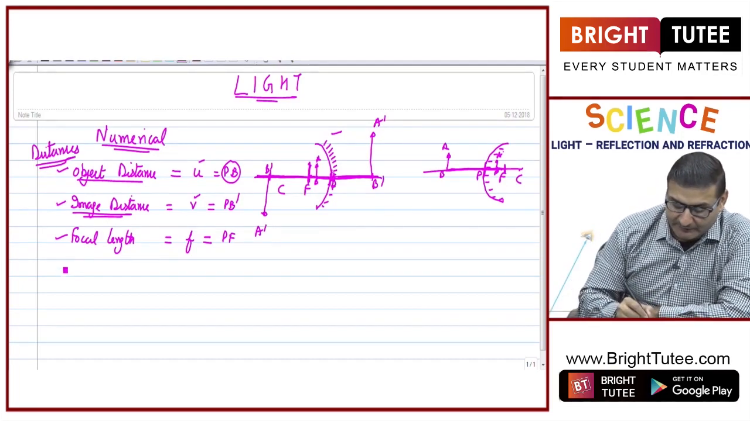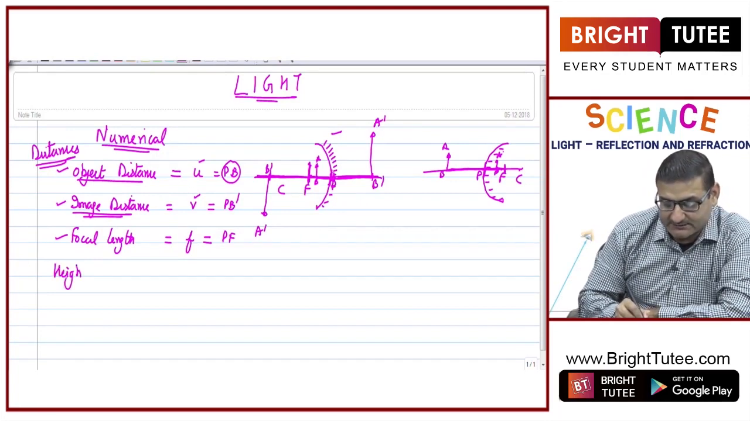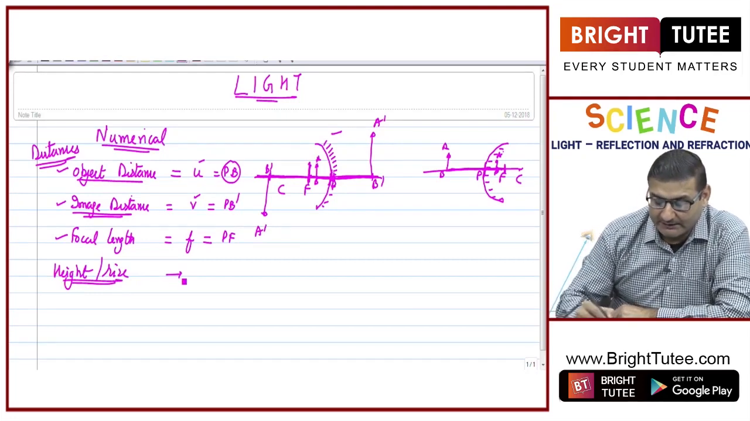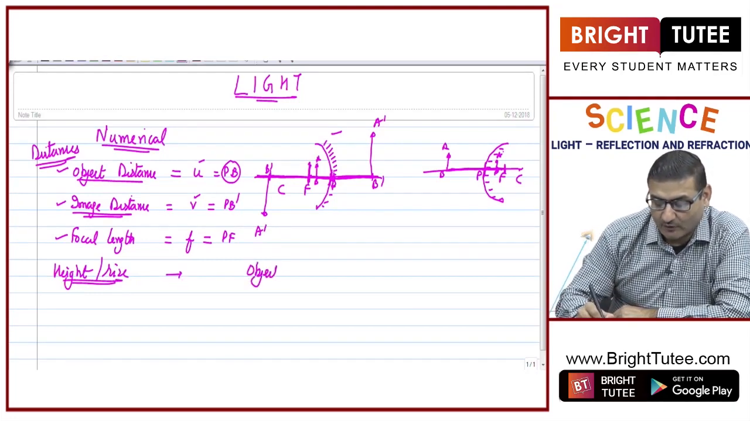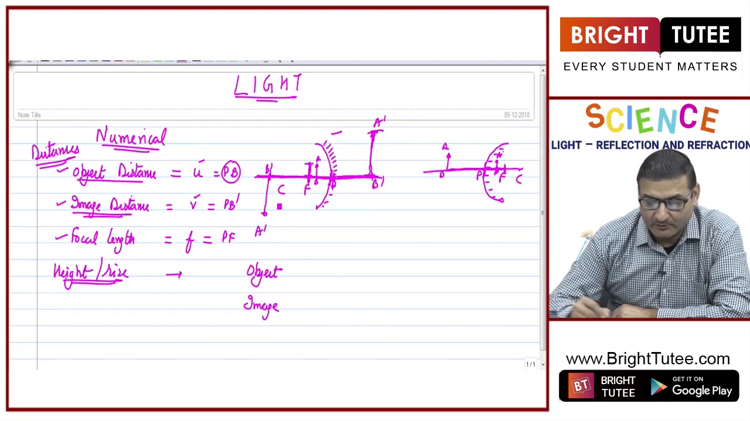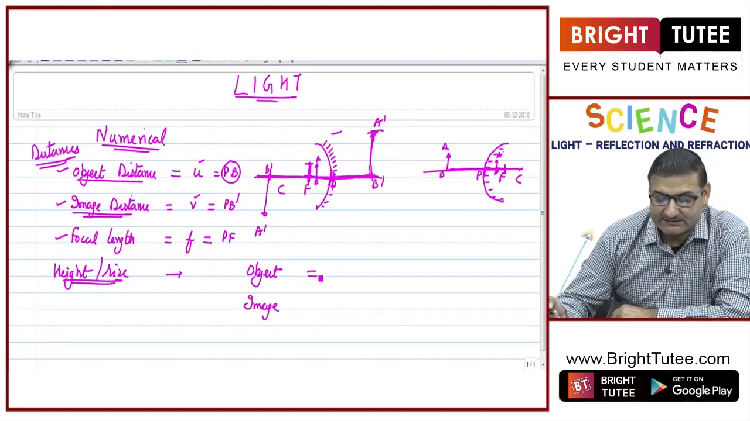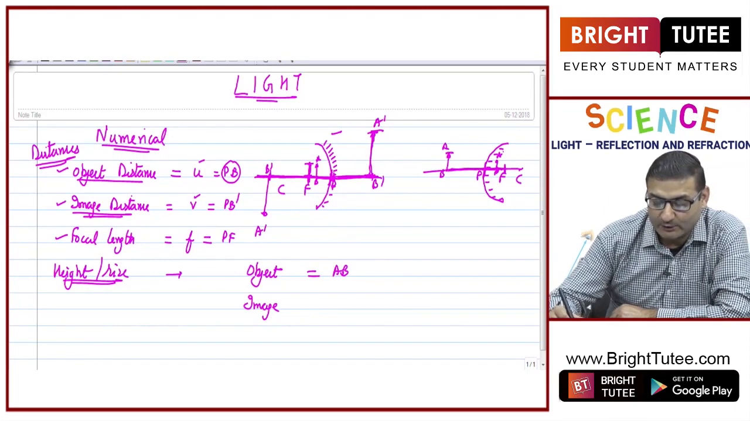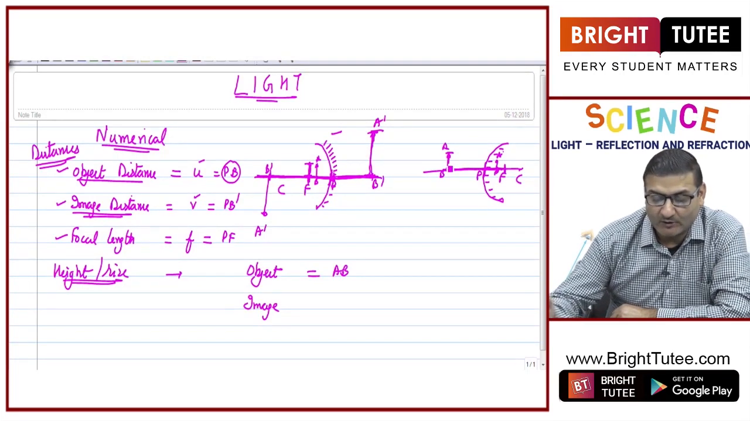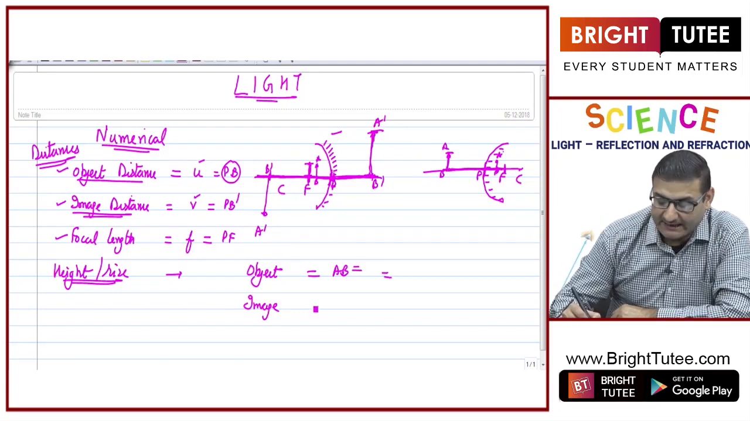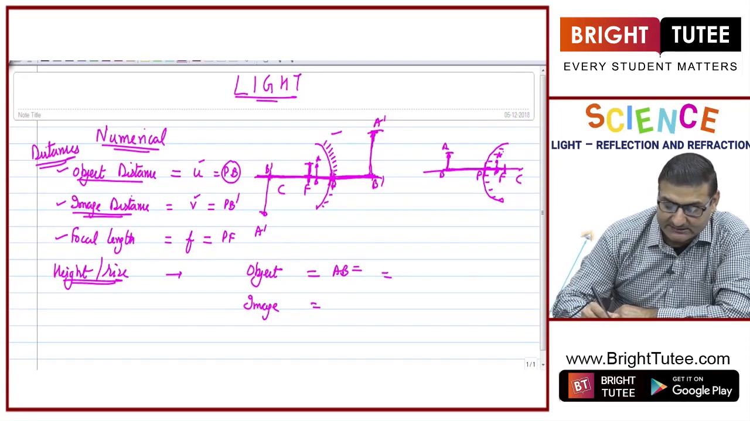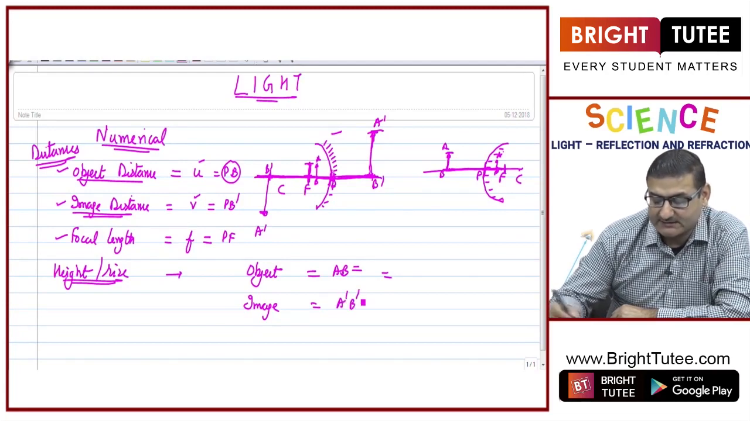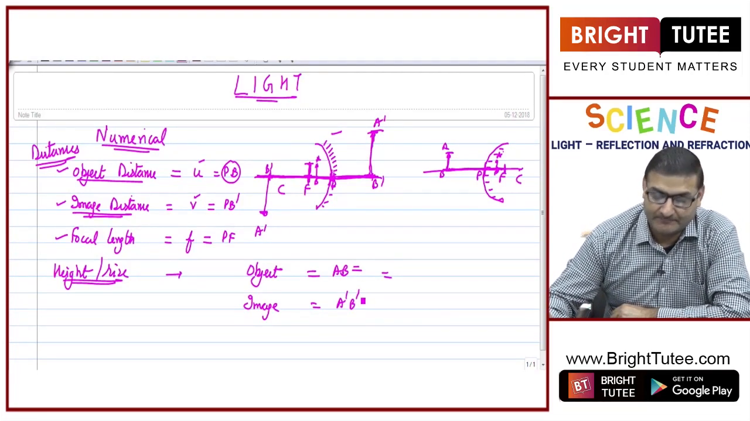Right. Another point we need to know is height or size. We will be talking about either the height or size of the object and the height or size of the image formed. Looking at the figures, we can say that the size of the object is AB in either of the mirrors. A to B is the length of this object above the principal axis, and A dash to B dash is the length of the image. This will be the height or the size of the image formed. Fine.